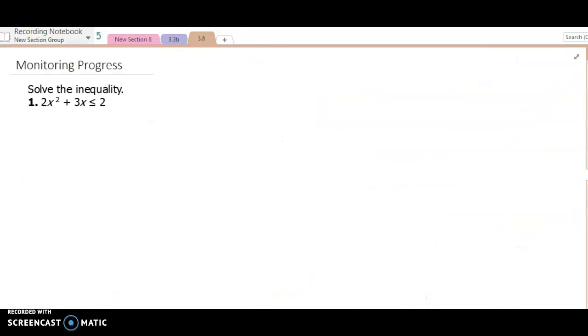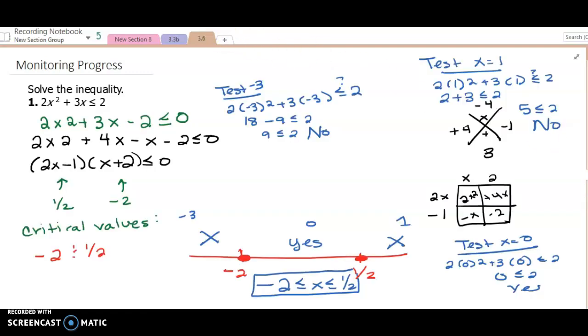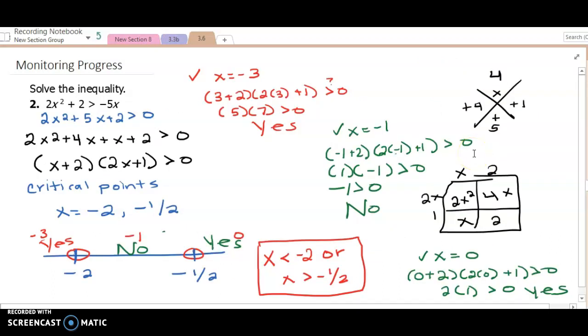If you feel like you need more practice, please complete these two monitoring progresses, and I will work them out and let you look at them. But if you're good, you can go ahead and stop and then start on your homework. But if you do need more practice, please pause this video and work these out and then check them. So this is what you should have gotten for the first one. And here's what you should have gotten for the second one.